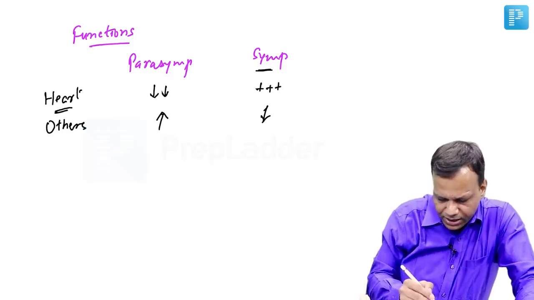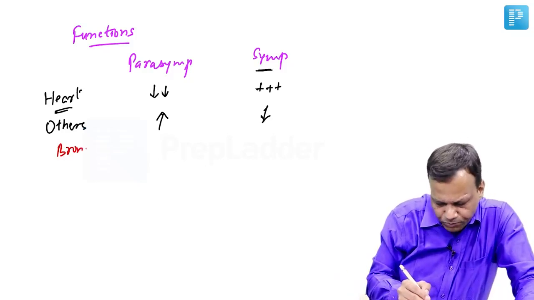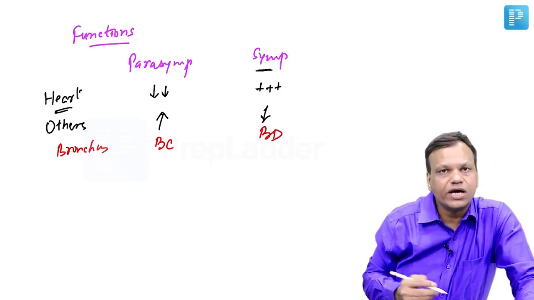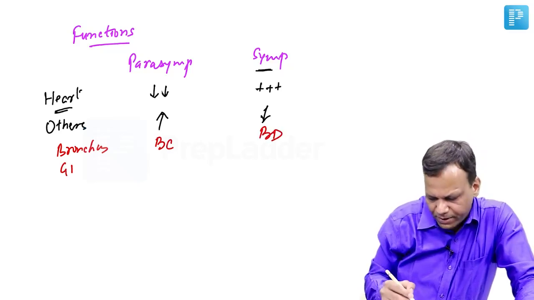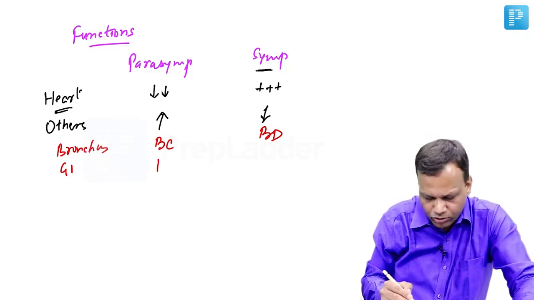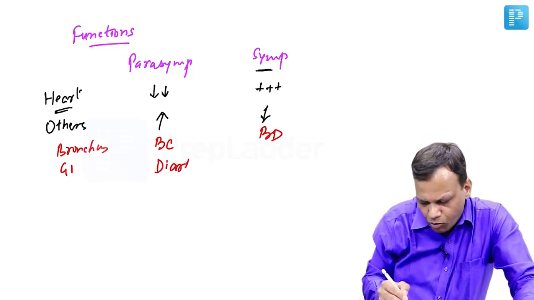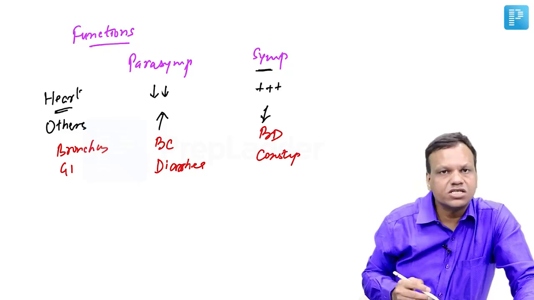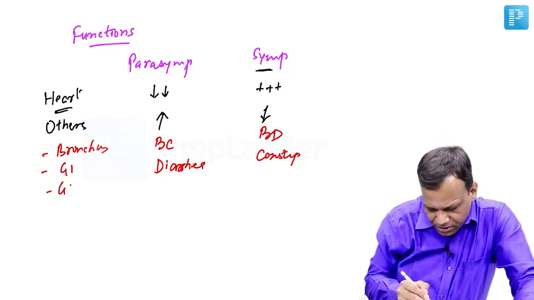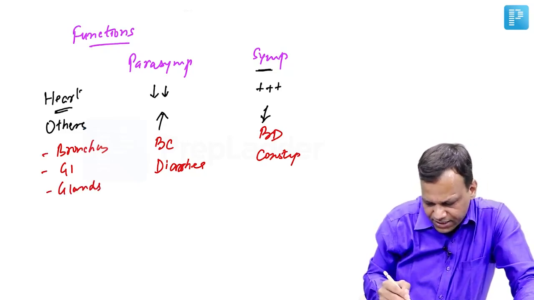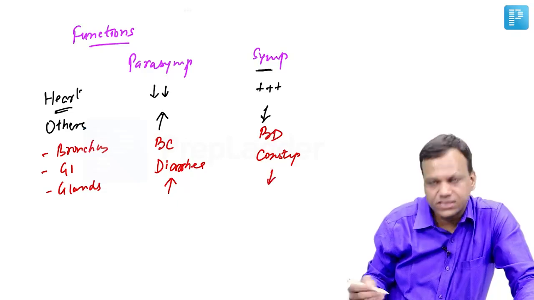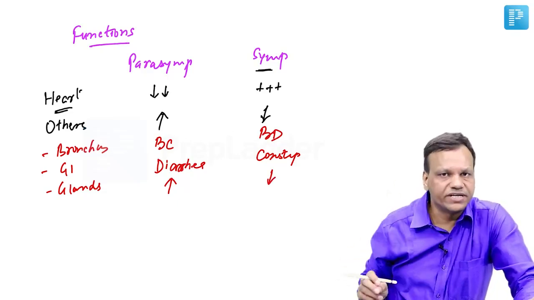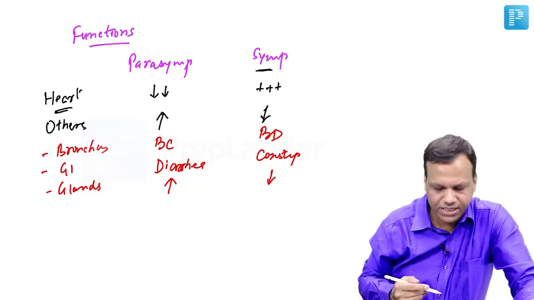The other examples, like in case of bronchus in the lungs, parasympathetic system cause bronchoconstriction, sympathetic cause bronchodilation. In the GIT, parasympathetic stimulate the GIT, leading to more secretions, more movements that can lead to diarrhea, whereas sympathetic overactivity can lead to constipation. In the glands, parasympathetic will increase secretions that cause watery secretions, sympathetic decrease secretions that can lead to thick secretions, except sweating, because it is mediated by acetylcholine. It is increased by sympathetic system.